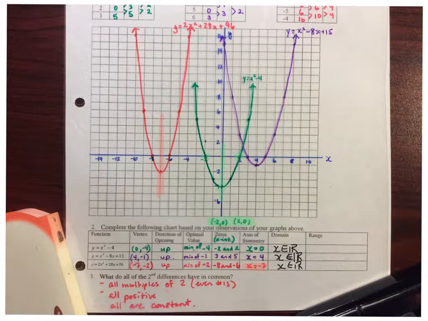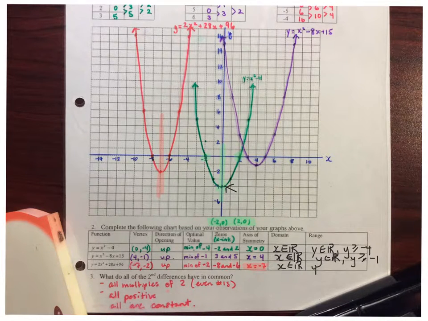Now our range for the green one, the green goes as low as -4, but then we're going up, up, up and away with those y values. So y is an element of the reals, and y is greater than or equal to -4. The second one, y is an element of the reals, and y has to be greater than or equal to -1.